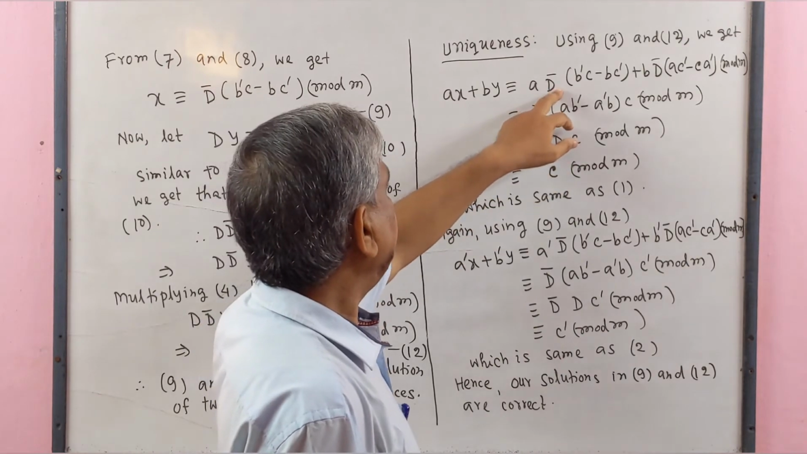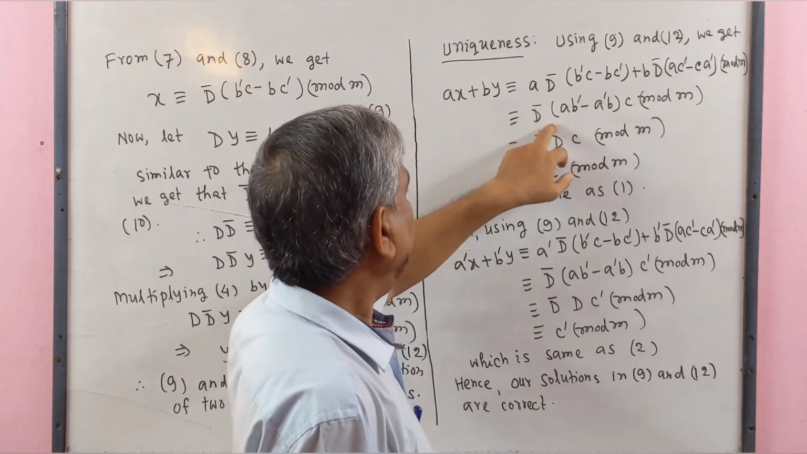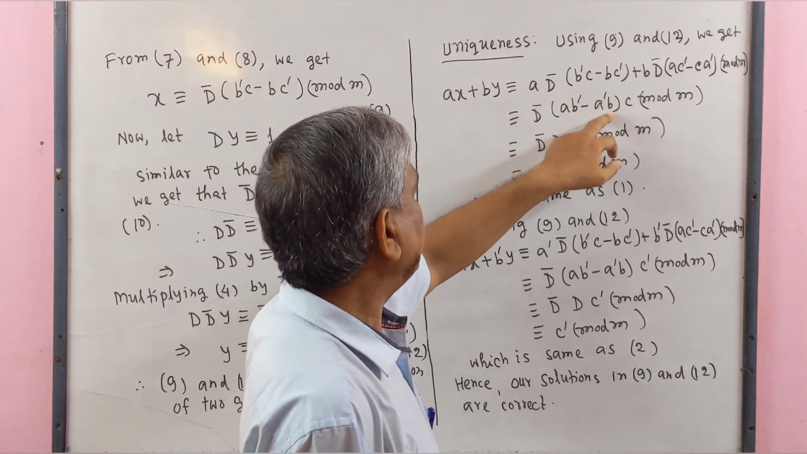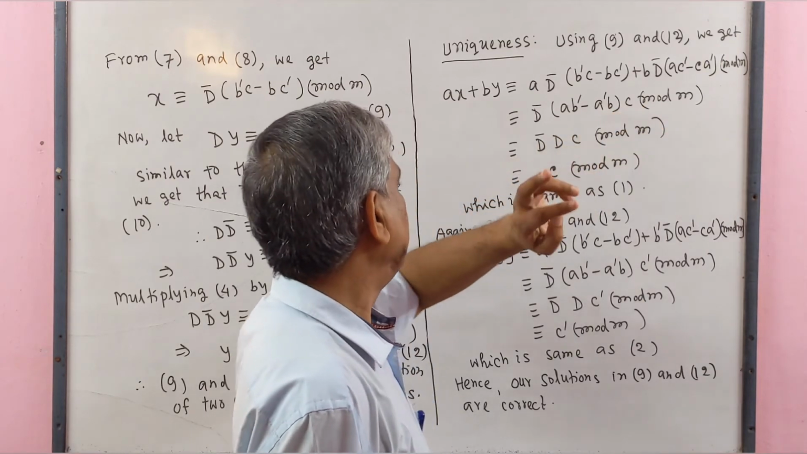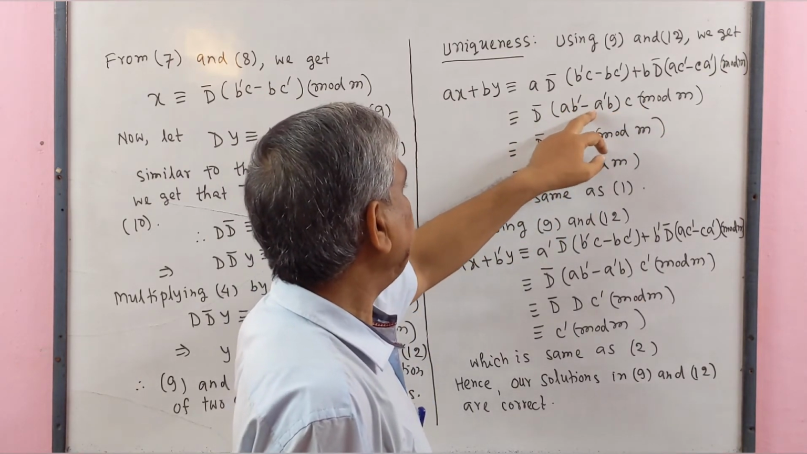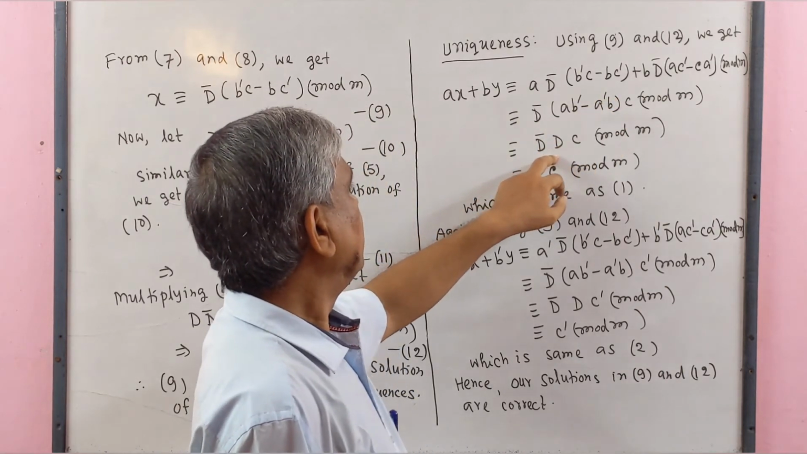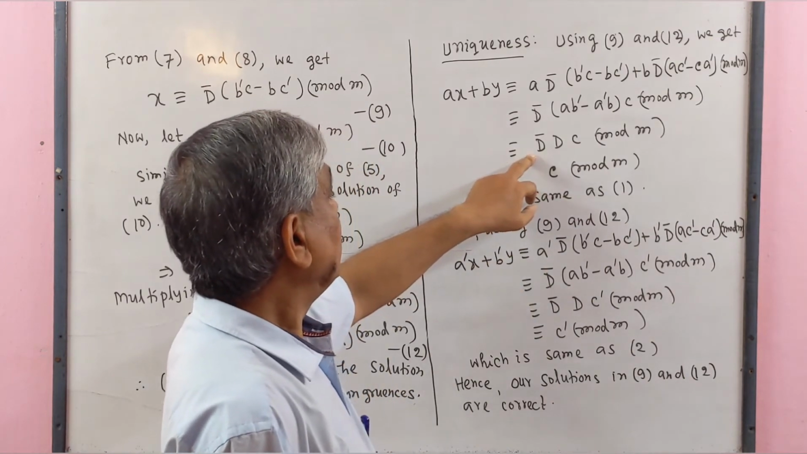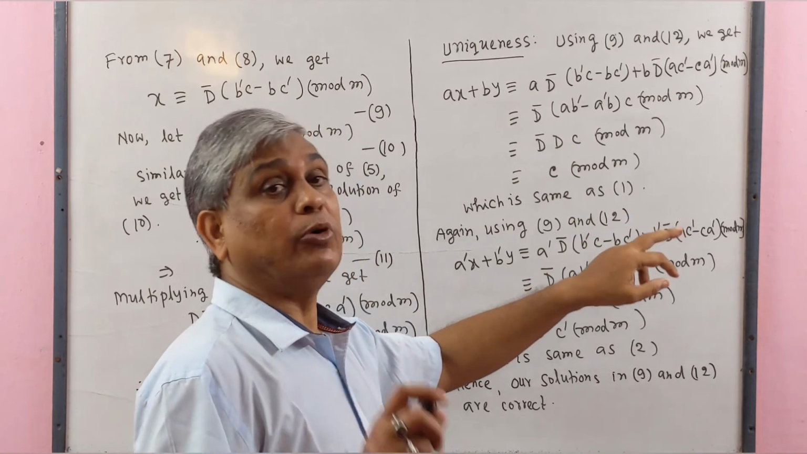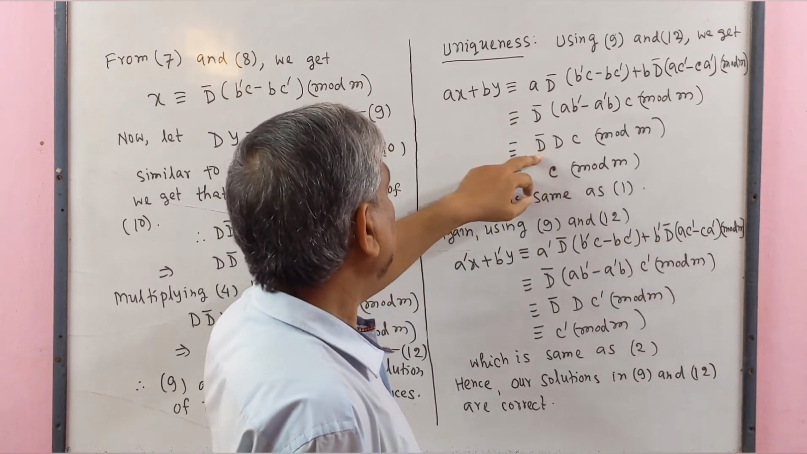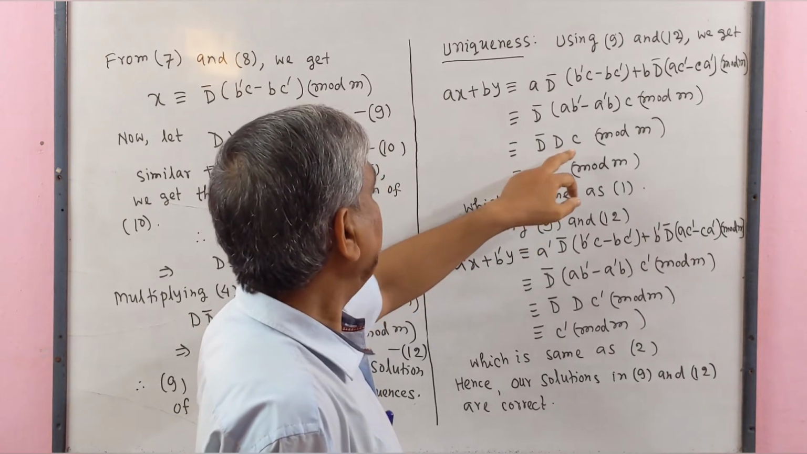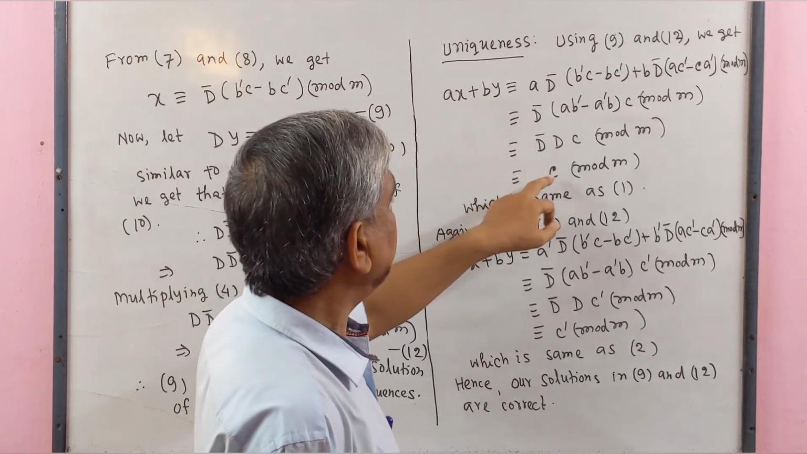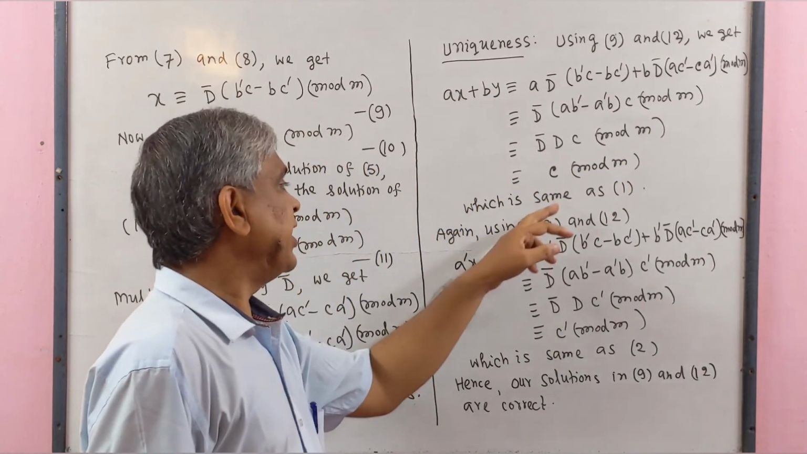Now, d bar is common, and after calculating we get (a b prime minus a prime b) c modulo m. This a b prime minus a prime b is d, so d bar d c modulo m. Since d bar is the inverse of d modulo m, here we may write 1. So only c remains. So ax plus by is congruent to c modulo m, which is the same as 1.